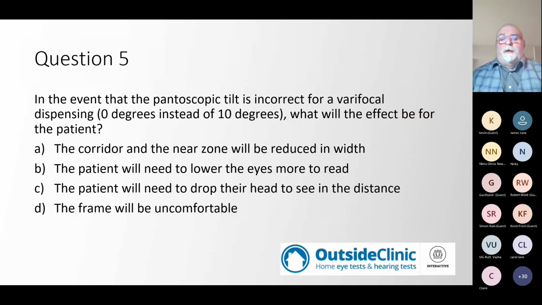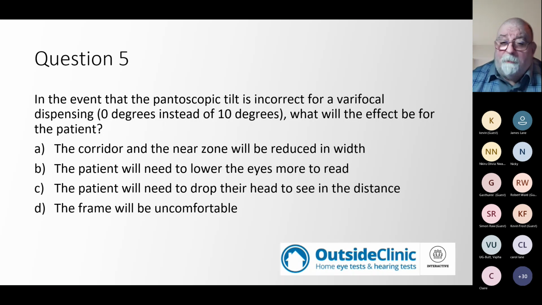So in the event that the pantoscopic tilt is incorrect for a varifocal dispensing, 0 degrees instead of 10 degrees, what will be the effect for the patient? So I'm going to work from the bottom up. The frame will be uncomfortable. Well, it might make the frame uncomfortable, but it's likely to have more of an optical effect. The patient will need to drop their heads to see into the distance.